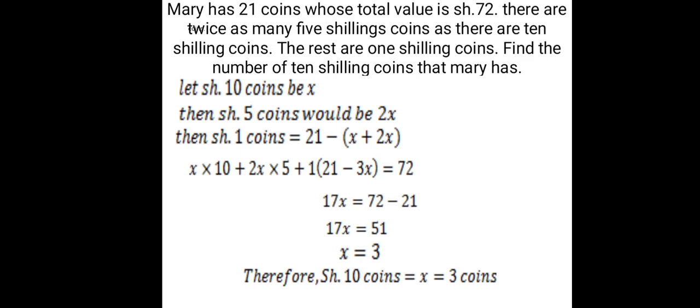Now to get the value of all those coins, what do we do? We take the number of 10 shilling coins multiplied by the value, take the number of 5 shilling coins multiplied by the value, and take the number of 1 shilling coins multiplied by the value. Should be equal to the value of all those coins, which is 72. Now solve for x. We find that x is 3. This means that the 10 shilling coins, there are only 3 coins.